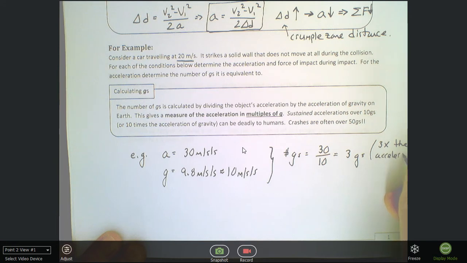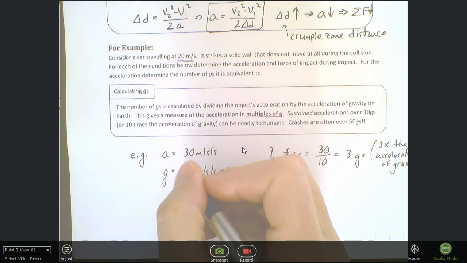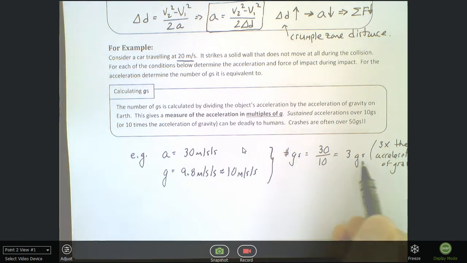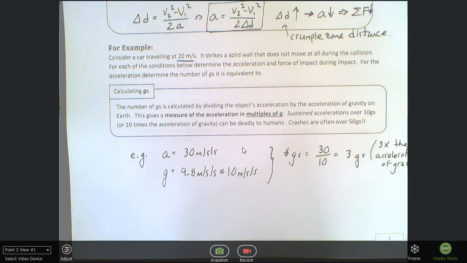So 3 G's, and that's saying that it's 3 times the acceleration of gravity. And that's a lot. 3 times the acceleration of gravity is quite a bit, actually. You could have like a half a G. So if your acceleration was only 5 meters per second per second, and you do 5 divided by 10, you get 0.5 G. So you're pulling half a G of acceleration.